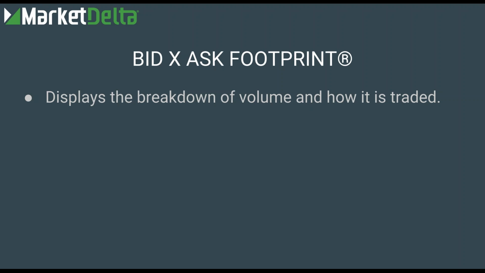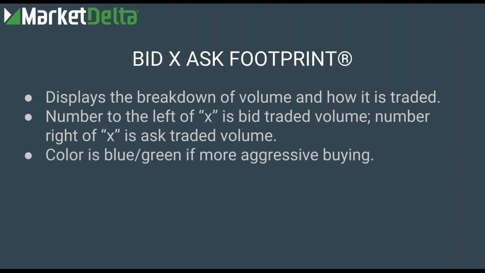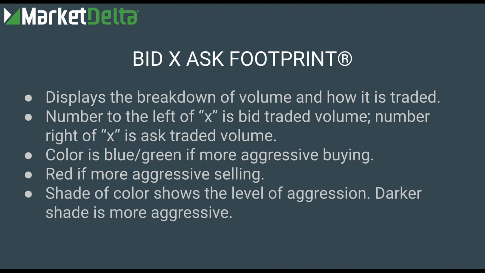So this displays the breakdown, as I said, of volume and how it is traded. The number to the left is the bid traded volume, and the number to the right is the ask traded volume. The color is either blue or green if there's more aggressive buying, and the color is the background. That's the footprint background. So the text is not being shaded, just the background, and it just gives you a way to tell, is there more aggressive buying or more aggressive selling at this price. So red if it's more aggressive selling, and the shade of color represents the level of aggression. So the darker the shade, the more aggressive. The lighter the shade, the less aggressive.